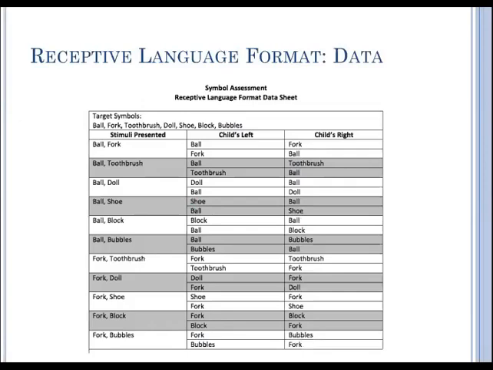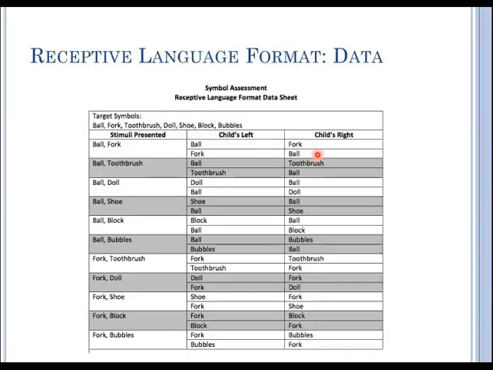And I've got part of a data sheet up here to give you an idea of what that looks like. On this data sheet, there are a number of symbols being targeted for assessment: ball, fork, toothbrush, doll, shoe, lock, bubbles. Then you see a column for stimuli presented, and in this case, ball and fork. Sometimes you want to make sure that the ball is on the child's left and fork is on the child's right. Then you also want to switch so that you account for any potential side bias, where a child always chooses what's on the left or always chooses what's on the right.